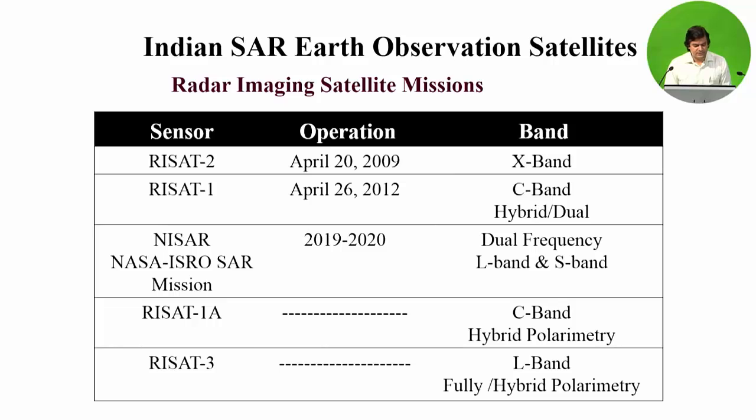There are some future missions like NISAR. This is a joint mission which will be launched in collaboration between NASA and ISRO. The name is NISAR, NASA ISRO Synthetic Aperture Radar Mission. It will be launched in 2019-20, and this will be the only sensor which will provide the data set in two frequency ranges. It means that the NISAR satellite will have the potential to provide dual frequency data from a spaceborne platform. One will be L-band, another will be S-band. Other missions are RISAT-1A, which will provide the data set in C-band, and RISAT-3, which will provide the data set in L-band.